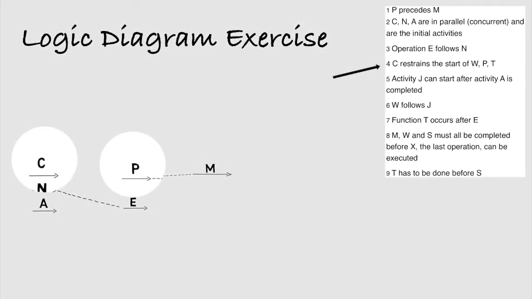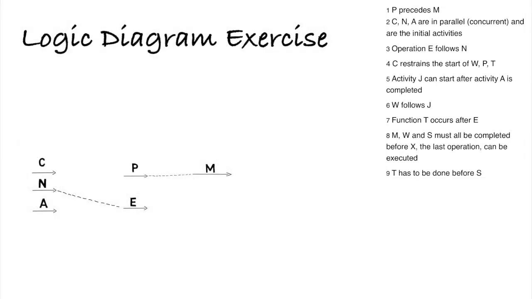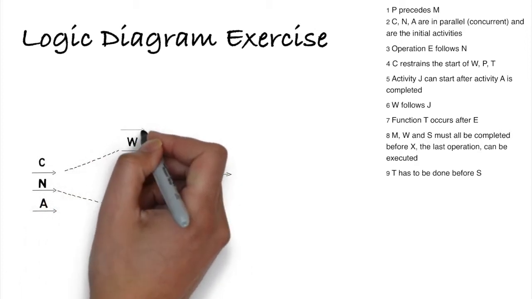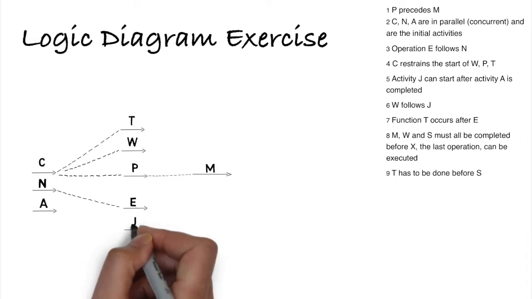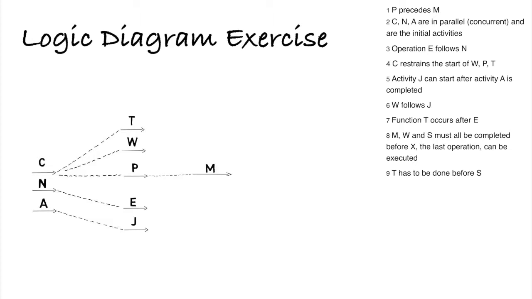Number 4, C restrains the start of W, P, and T. In other words, C has to be completed before W, P, or T. We haven't added T and W yet, but they both have to be after C just like P, so let's align them with P and connect them now. Number 5, J can start after A is completed. So let's go ahead and add J and connect it to A.